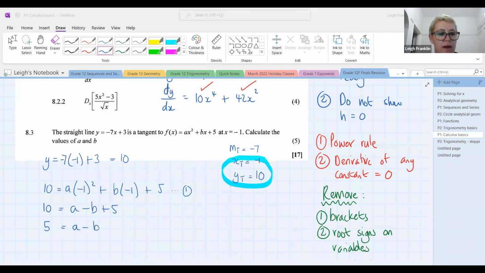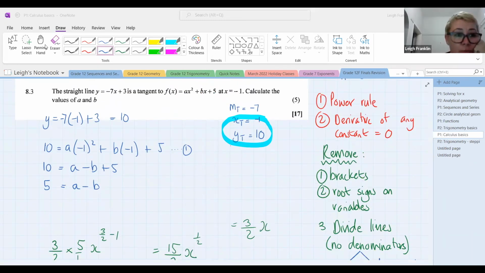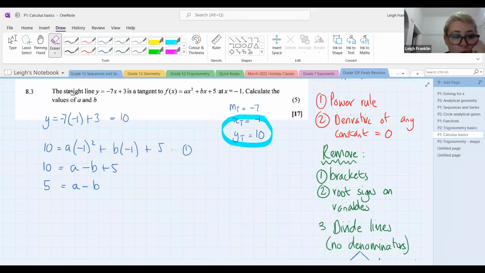Exactly. Okay, so there we go. We've got equation number 1. Right, now we need equation number 2. And this is where Specicle gave us the right answer and said that we need to work with the derivative. Quite right. We need to work with the derivative.